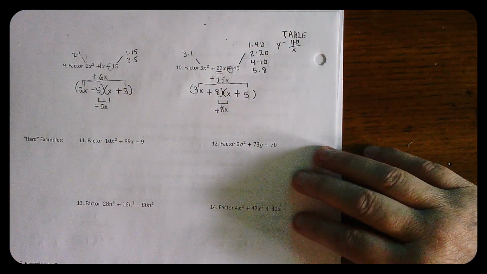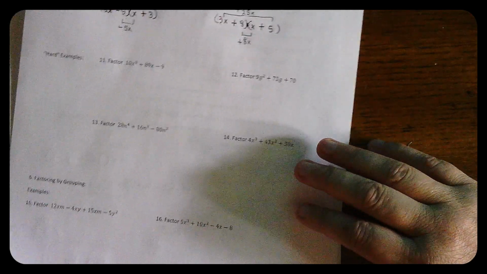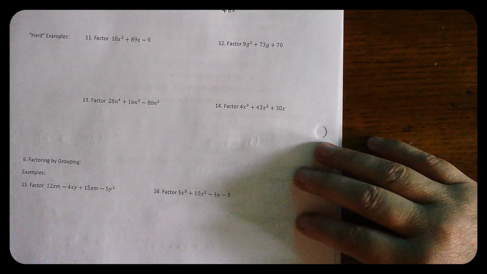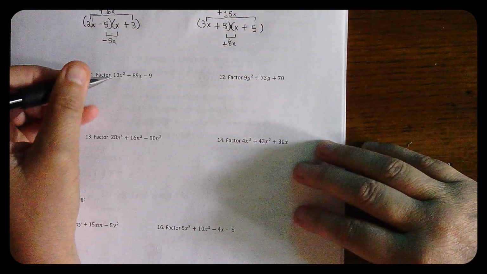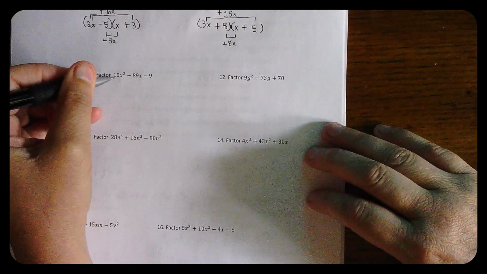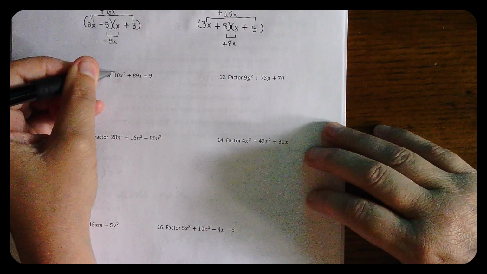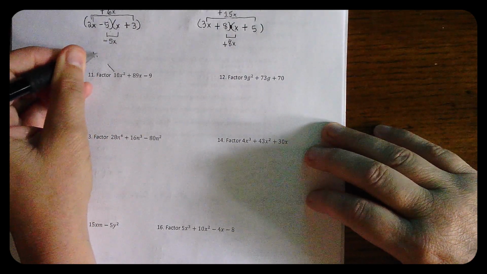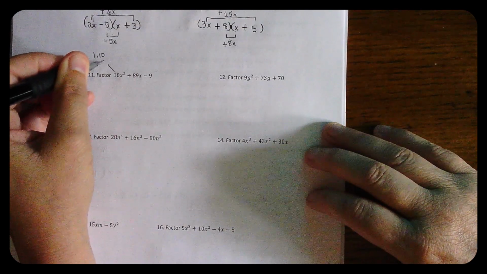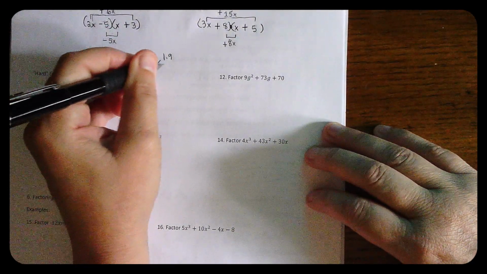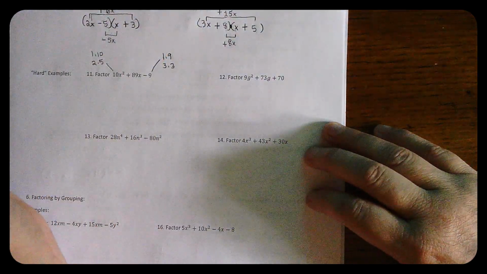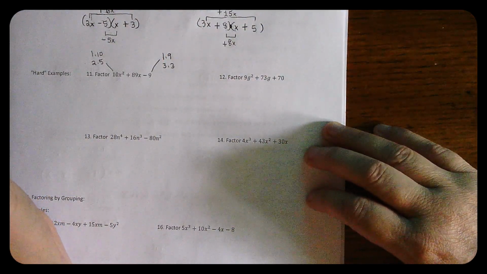Okay, let's now do the hard ones. Still going to do it the same way. But now, the reason that they take a little longer is because now this number in the front isn't prime. See, 10 can be 1 times 10 or 2 times 5. And 9 could be 1 times 9 or 3 times 3. So we have a lot of choices to cycle through.